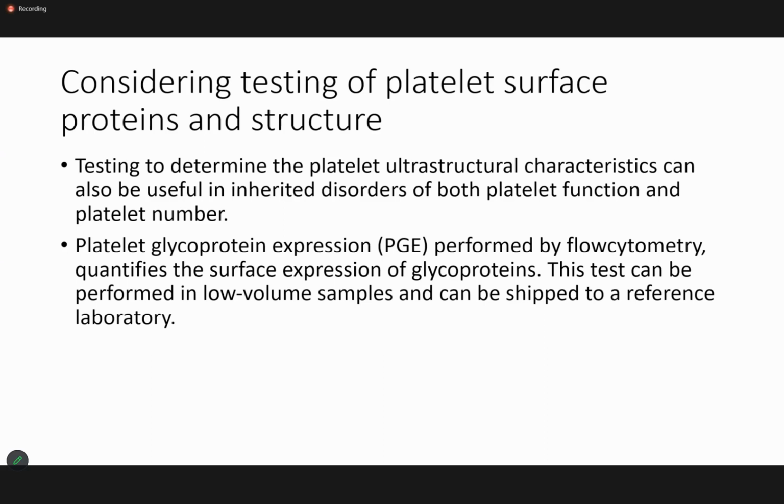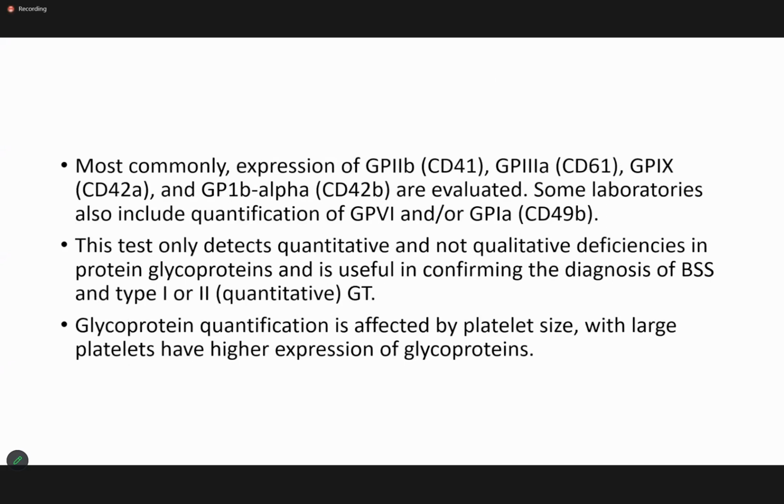shipped to a reference laboratory. Okay, right. So the most common expression that we do in the lab is expression of GP2B, which is CD41, GP3A, which is CD61, GP9, which is CD42, and GP1B alpha, CD42B.